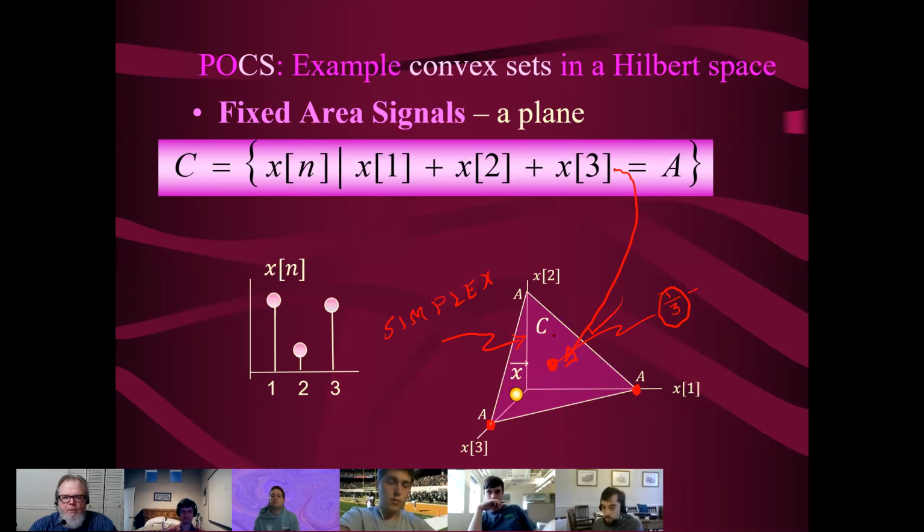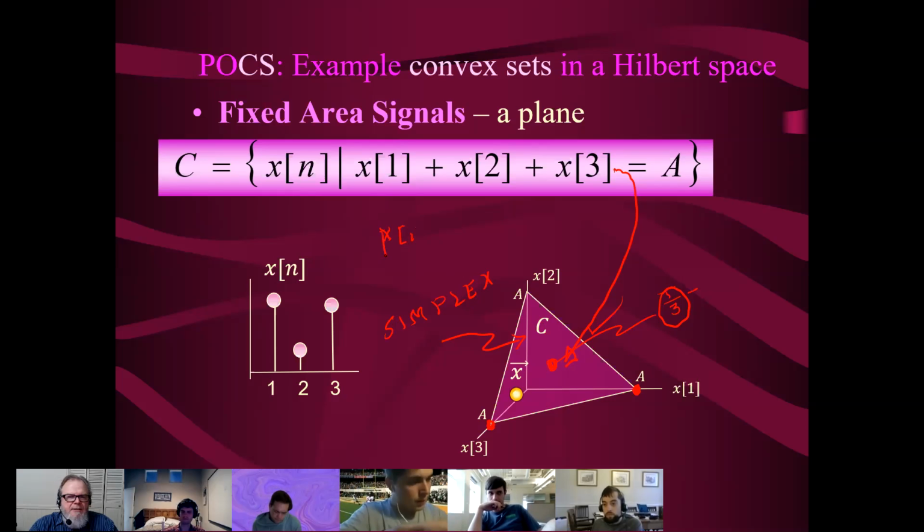Well, first of all, before we go, you can see that this is a plane. It doesn't go through the origin, but it is a plane, and therefore we've decided that it is a convex set. It's a simplex because if we have a probability density function, well, let's see.